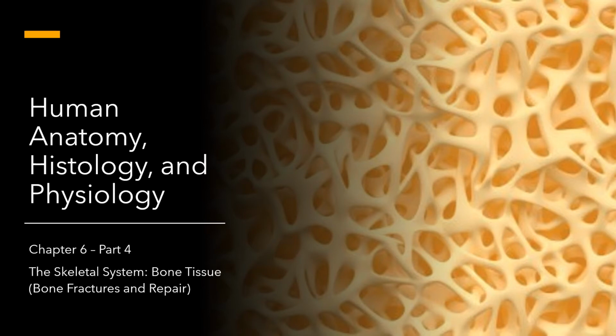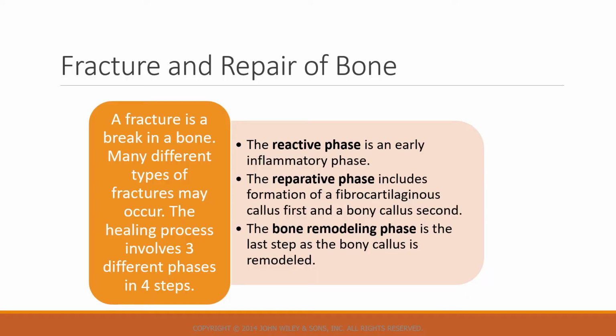In this video, we are going to look at bone fractures and repair. The healing process of a broken bone occurs in 3 phases with 4 different steps. The reactive phase is going to be the first phase, and it's an early inflammation phase. The reparative phase is broken up into 2 steps. In the first step, the fibrocartilaginous callus is formed. And then in the second step is when we have a bony callus formed.